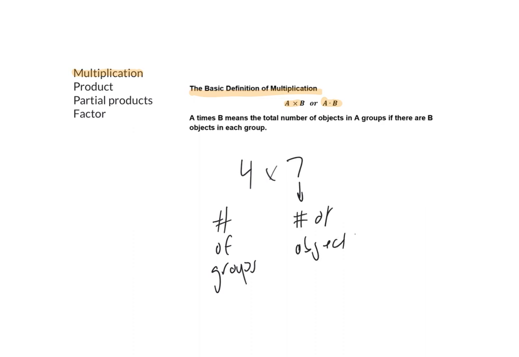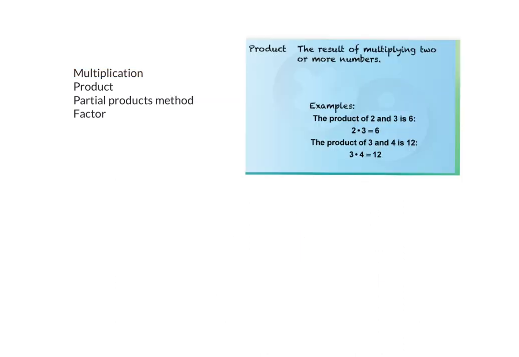That really means like 4 times 7, where 4 is your number of groups and 7 is your number of objects in one group, if that makes sense. Our next word is product.